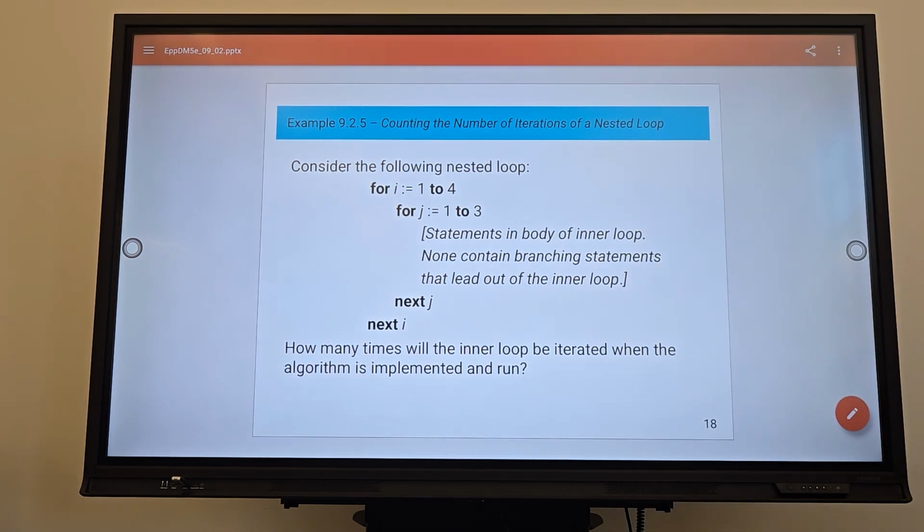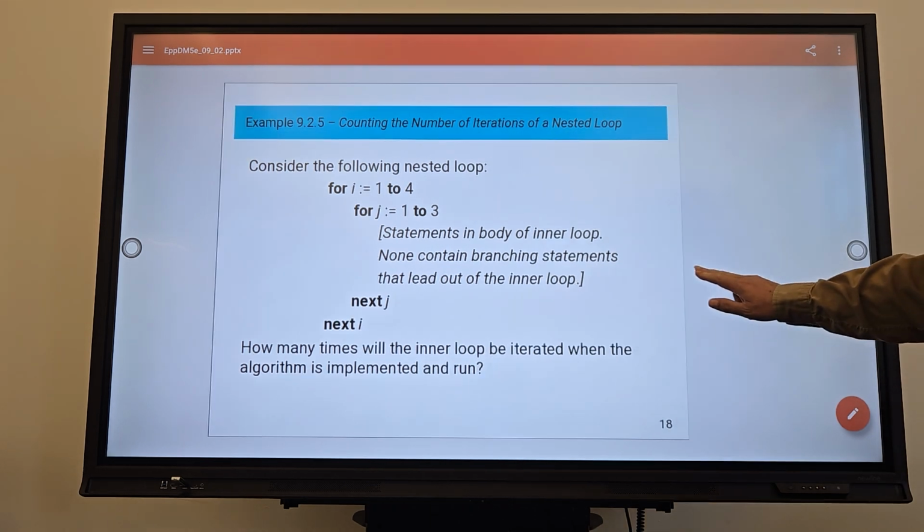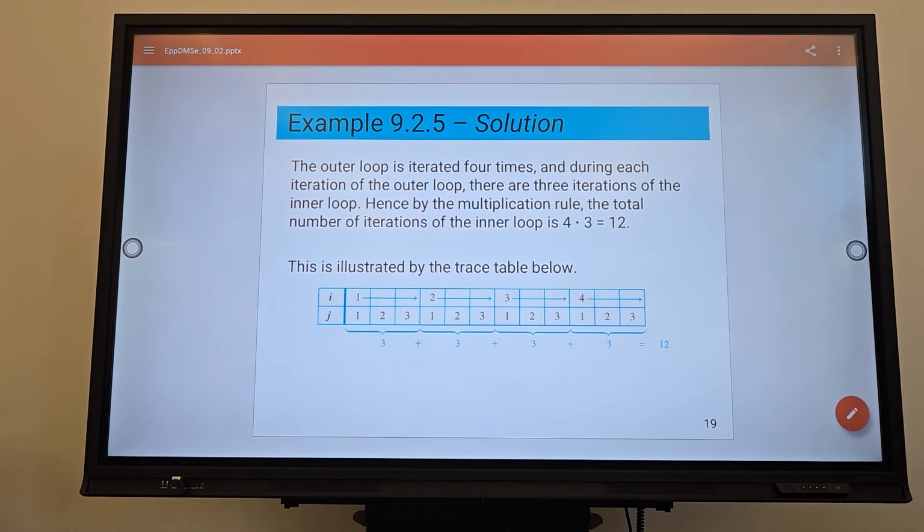Consider the following nested loop, like you're going over a 2-dimensional array. The outer loop repeats 4 times, the inner loop 3 times. How many times does the inner loop go through when the algorithm is implemented and run? Well, the outer loop is iterated 4 times, and during each iteration of the outer loop, there are 3 iterations of the inner loop. So by the multiplication rule, the total number of iterations of the inner loop is 4 times 3.